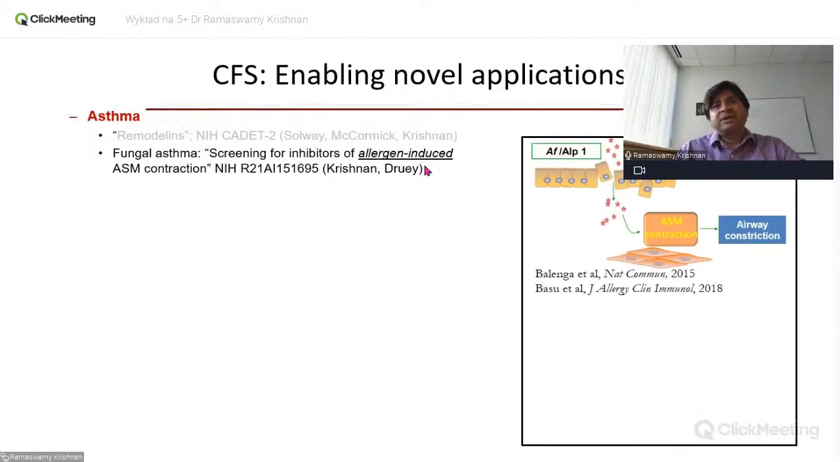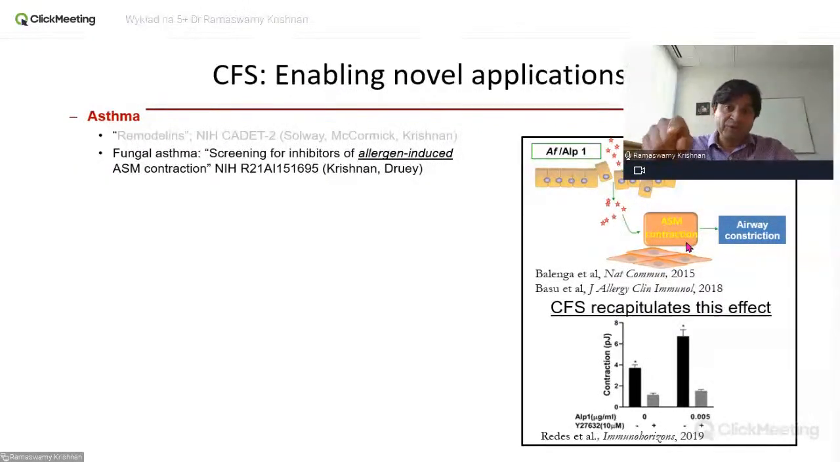Dr. Drewry's lab has recently put forth a really nice, striking hypothesis for fungal asthma. They have discovered that the fungal protease, the fungal allergen, can infiltrate the bronchial epithelium and directly attack the airway smooth muscle cell. And when it does that, it causes the muscles to contract, hypercontract. And when that happens, the airway constricts. And this is an exciting new way of how we can think about the pathology of fungal asthma.